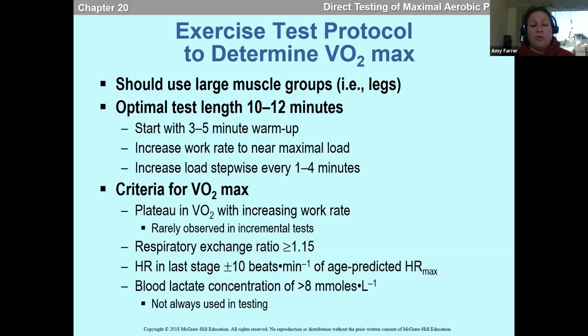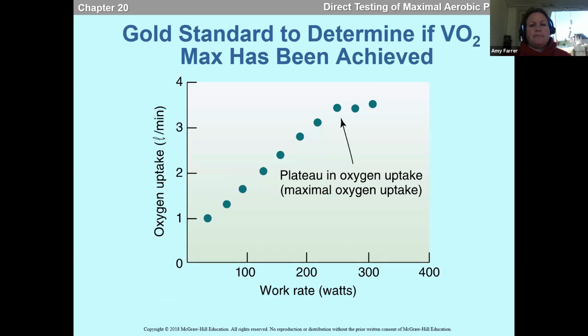If we have the ability to do blood tests and we know that our blood lactate is greater than 8 millimoles, we know we're getting to that VO2 max, all right? So if we start plotting the incremental increase in work rate, and we see how that oxygen uptake keeps going up until it just stops going up and levels off, we know we're there.